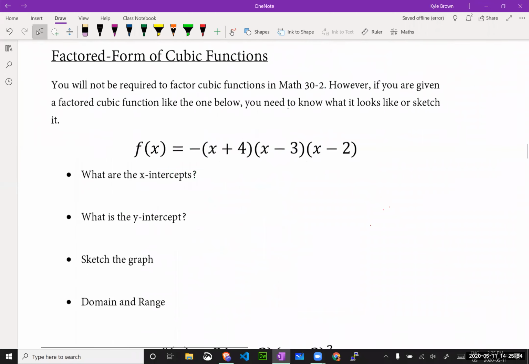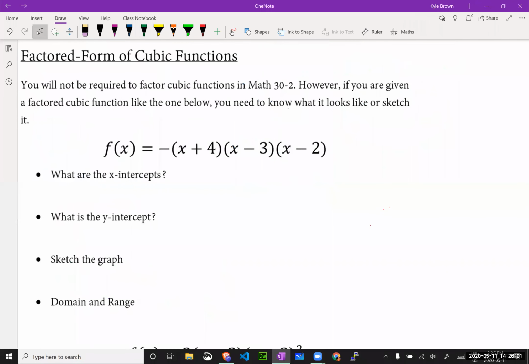Now, factored form of cubic functions. So good news is you guys don't have to actually factor these. Like I'm not going to ask you to get something crazy like x to the 3 plus 4x squared minus 3x plus 2. I'm not going to get you to factor that, right? These are actually quite difficult to factor. But what you guys are responsible for knowing is what to do with it when you see it, right? So if it's already factored, do you know what's going on there?